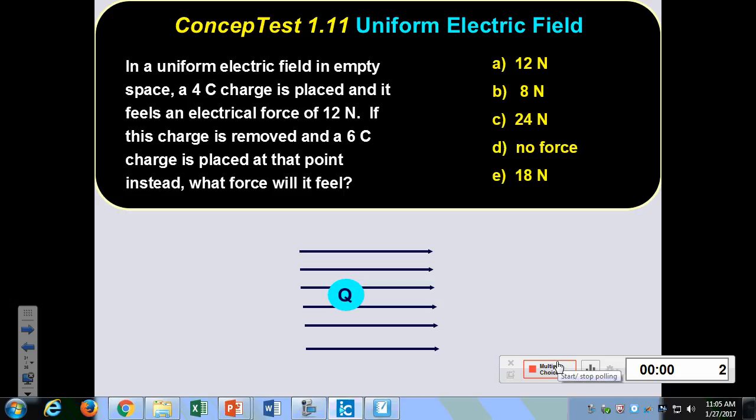So here you have a 4 coulomb charge. It feels an electrical force of 12 newtons when you put it inside this electric field. If you remove it and put in a 6 coulomb charge, what force will it feel?